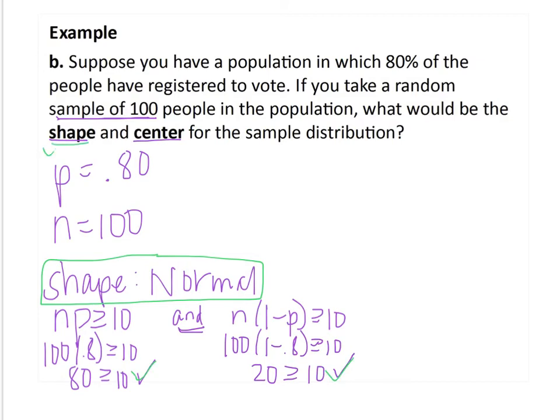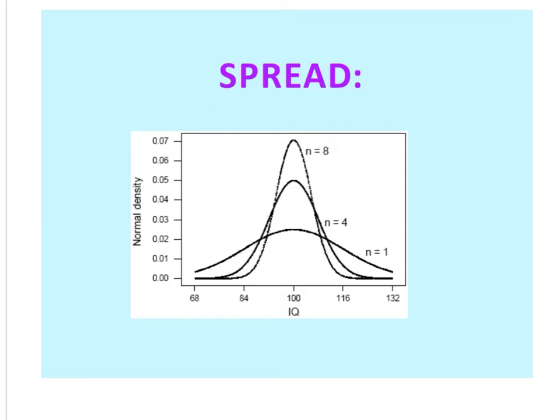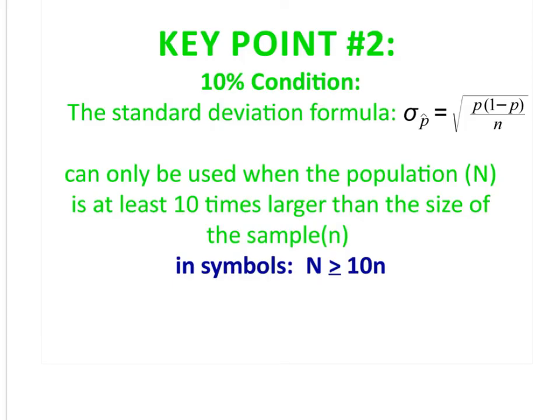So shape is normal. The center of p hat, or mu of p hat, we said just equals p, which is 0.80. So my center is at 0.8, and the shape is going to be normal, so it's going to look something like this with 0.8 at the center. So the spread, we have shape and then we have spread. The spread of the distribution is my standard deviation.